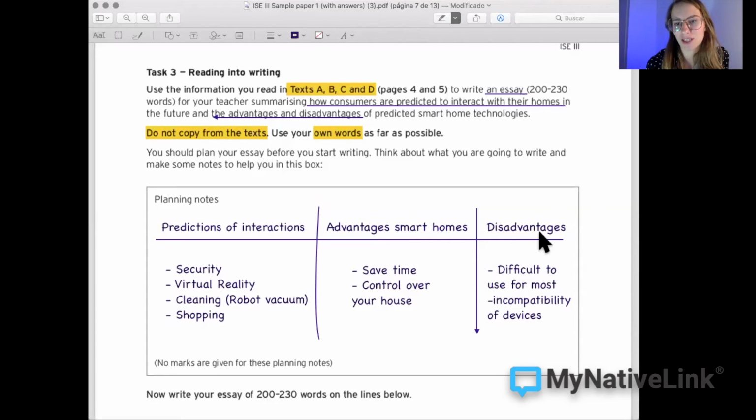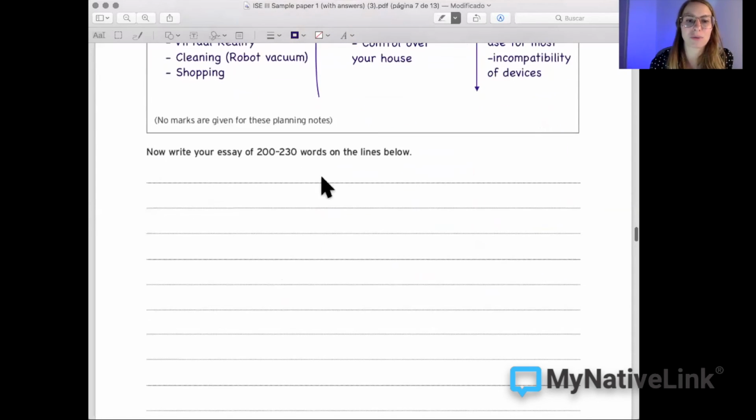And some of the disadvantages you can find also in one of the articles, and it explains how it could be, well, also in the chat, how it can be difficult to use for most people. People that are not very techy find it difficult to use the smart devices. And another complaint is the incompatibility of devices, so devices not connecting together. So once you have all your planning notes, it's going to be much easier to start writing your essay.